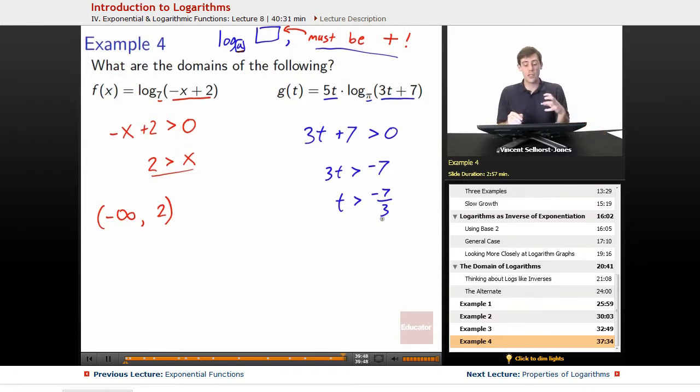So t starts at negative 7/3, but not actually is able to include negative 7/3. So it starts just above negative 7/3 and can go anywhere larger, so it can go all the way out to positive infinity. So we've got negative 7/3 shown with a parenthesis because we can't actually include negative 7/3. We can just get arbitrarily close to it, going all the way out to positive infinity. And there are our two domains.